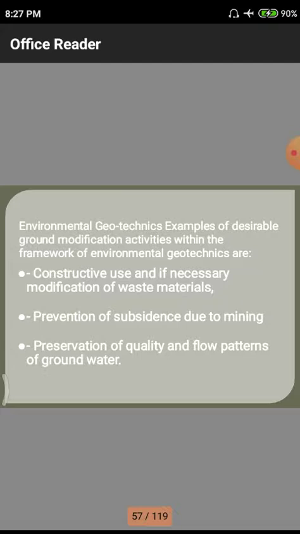That means environmental geotechniques are examples of desirable ground modification activities within the framework of these geotechnical principles. First of all, we have the constructive use of waste materials. That means whatever waste material is coming from the particular structure. Suppose we have an apartment. Normally apartments have 60 to 70 years of lifespan. After the lifespan is completed, we need to demolish the apartment and reconstruct a new one.